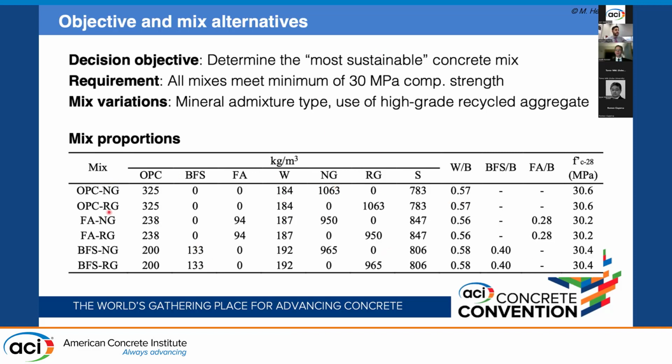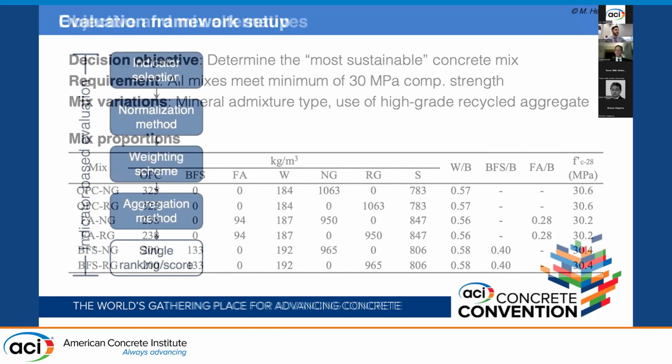Additionally, we are also replacing 100% of the normal aggregate with high-grade recycled aggregate. This then allows us to generate these 6 different mixes. What we can do is see the effect of the usage of these different mineral admixtures, or the usage of high-grade recycled aggregate, on the sustainability evaluation. These are the different alternatives, and these 6 alternatives are what we will be looking at in this evaluation.